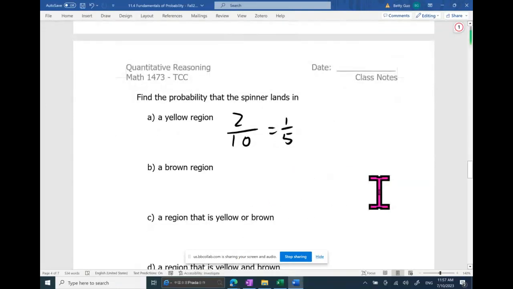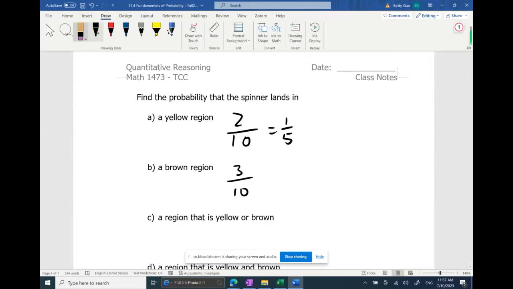Part B, what's the probability of getting a brown region? Among the 10 regions, how many of them are brown? 3. So 30%, right? Or 0.3. It depends on how the question requires you to enter the answer, in what certain format. Part C, a region that is yellow or brown. Denominator still 10, right?